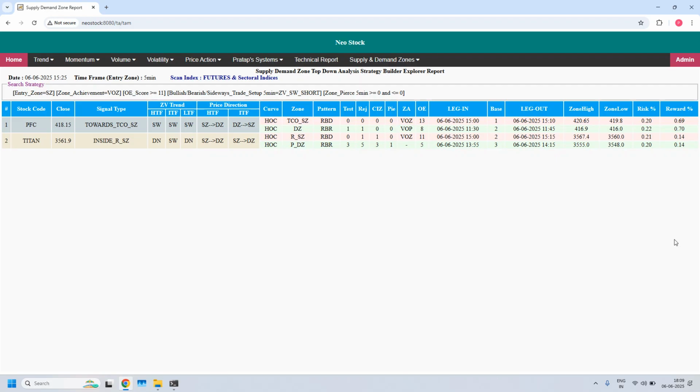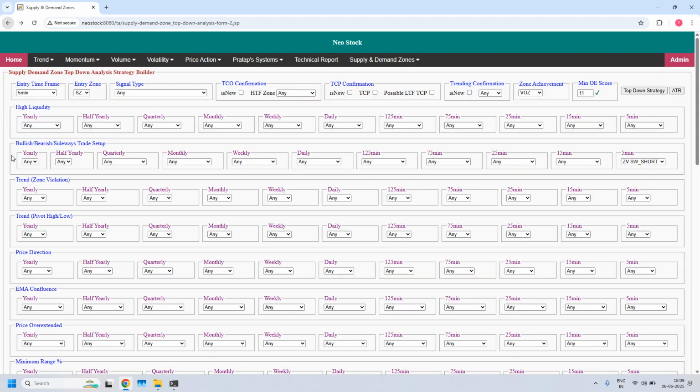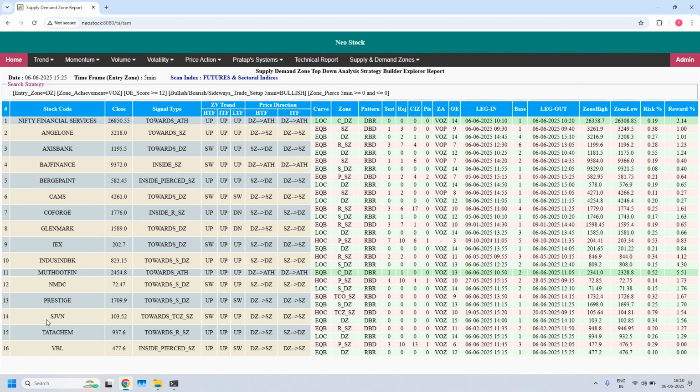Okay, next bullish trade setup. The changes are 5 minutes demand zone, and here at 5 minutes bullish, and also minimum order enhanced score should be 12. With these filters, we got 16 stocks. Bullish trade setup for hourly income trade, and entry time frame zones are 5 minutes demand zones. All these are 5 minutes demand zones.